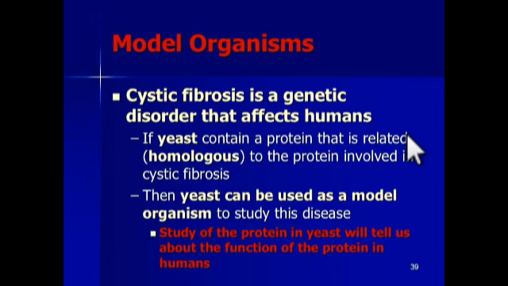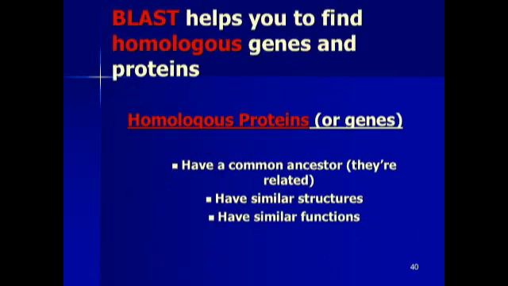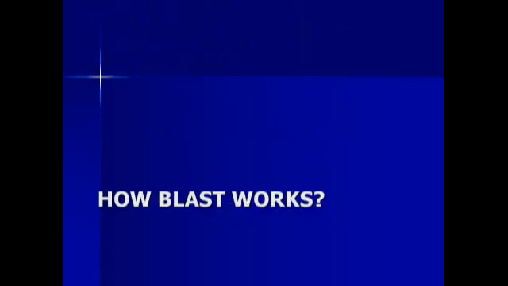What we are trying to do is not compare the entire sequence, but just some part of the sequence, and find the homologous sequence. To answer such questions, we can utilize a BLAST search. This BLAST search will find the homologous genes and proteins. Homologous means having the same kind of origin, a common ancestor, being related, having a similar structure and similar functions also.